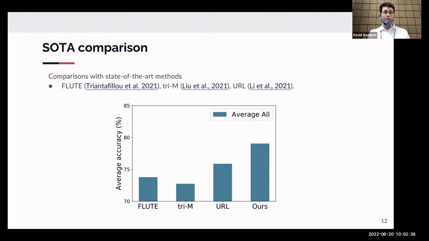After we found the best configuration that I showed you in the previous slide, we compared to previous state-of-the-art work. Here I'm showing the average over all the categories. We obtained the best results, significantly better than the previous work.